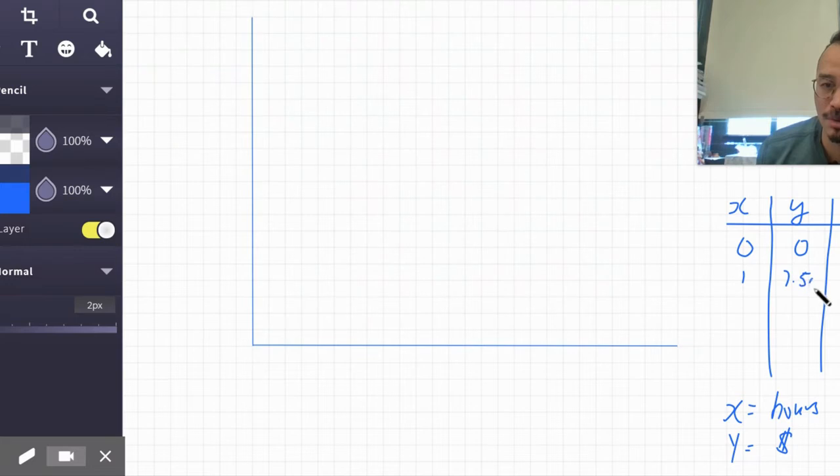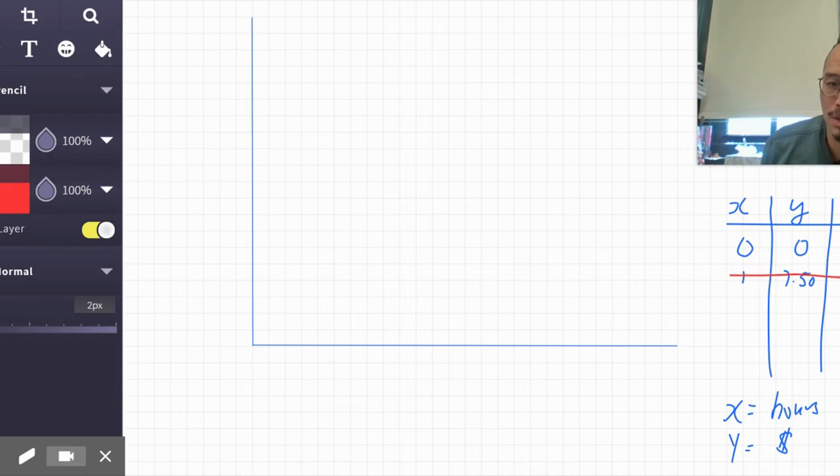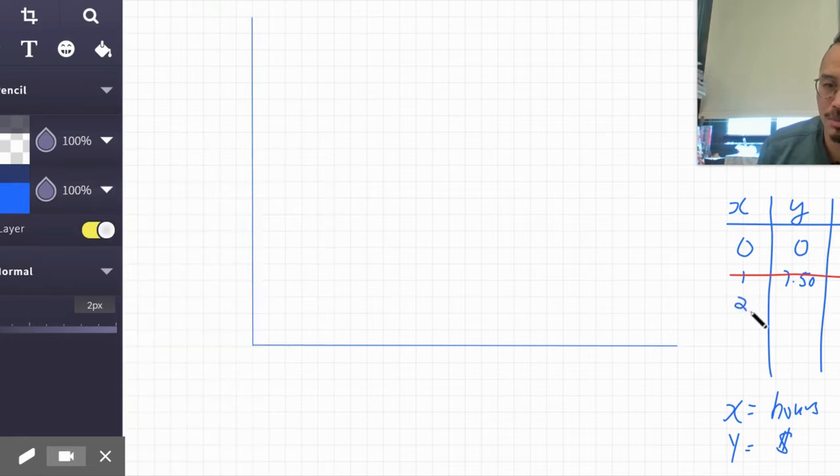$7.50. Now, here's the problem. It's going to be kind of hard to graph 7.5 on the graph paper, so my suggestion is that we don't do that. Let's say we don't do that. What should we do instead? Think 2 hours. How much would you get in 2 hours? Yeah, $15. That's exactly what you want because you get a whole number that makes it easier to graph. So here we've got 2 and then 15.